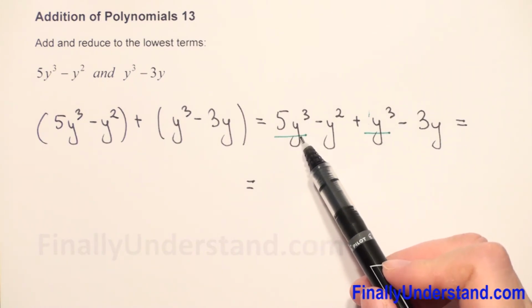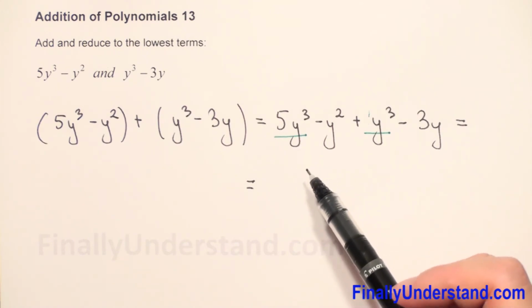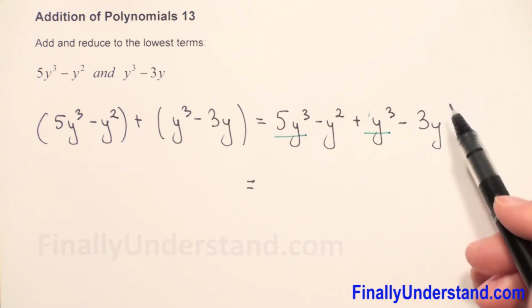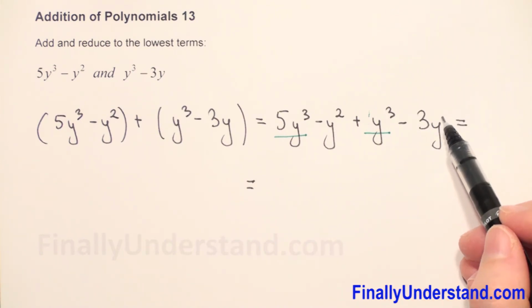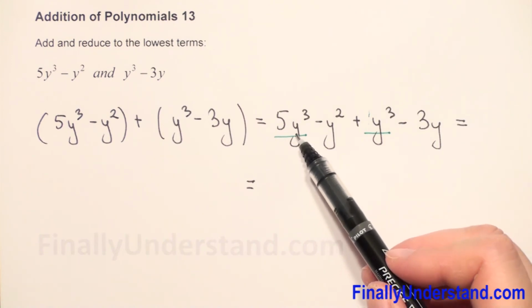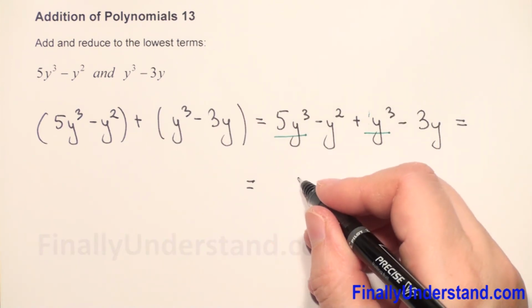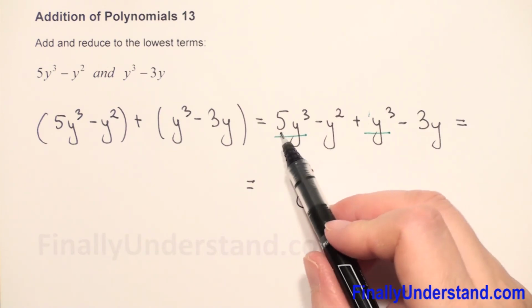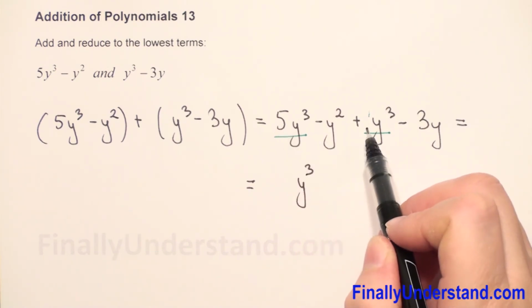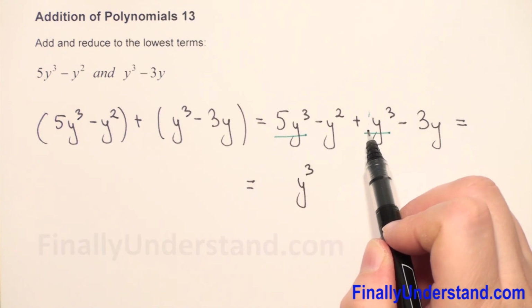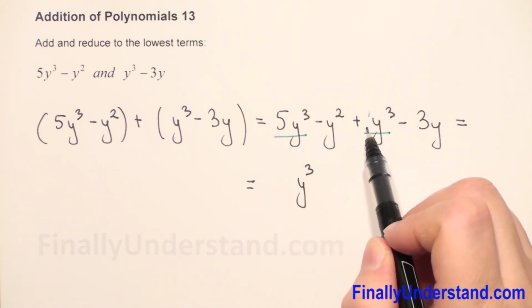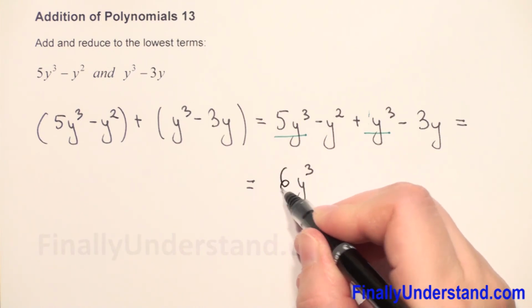So what we have to do, we always start from the term with the highest power. So y cubed is the highest. Next is y squared, and y, when we don't have a power, is an invisible 1. So y cubed, the highest power, we copy the variable with the power, and next we just add the coefficients before the y cubed. So 5 plus 1 is 6.